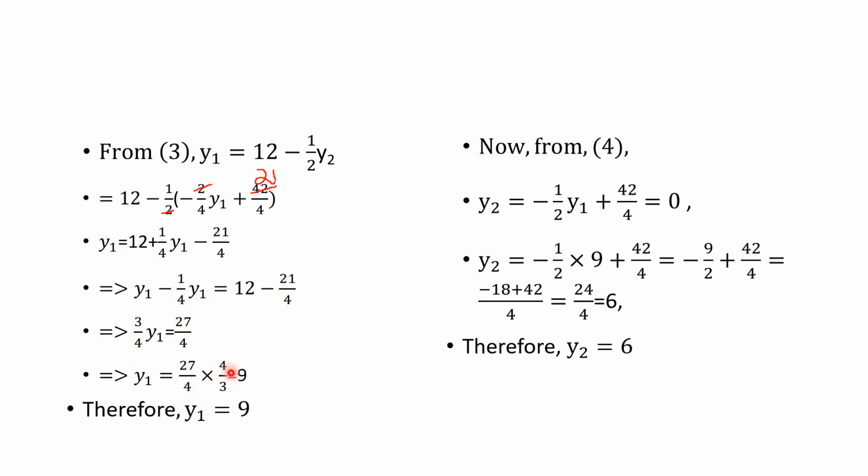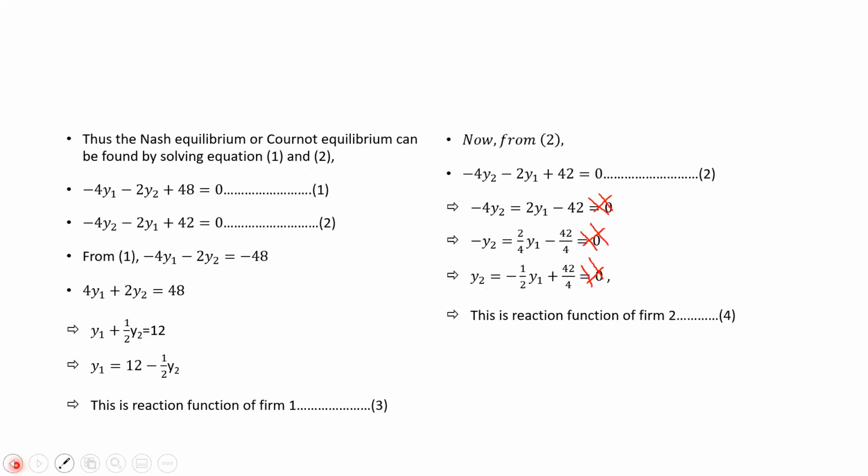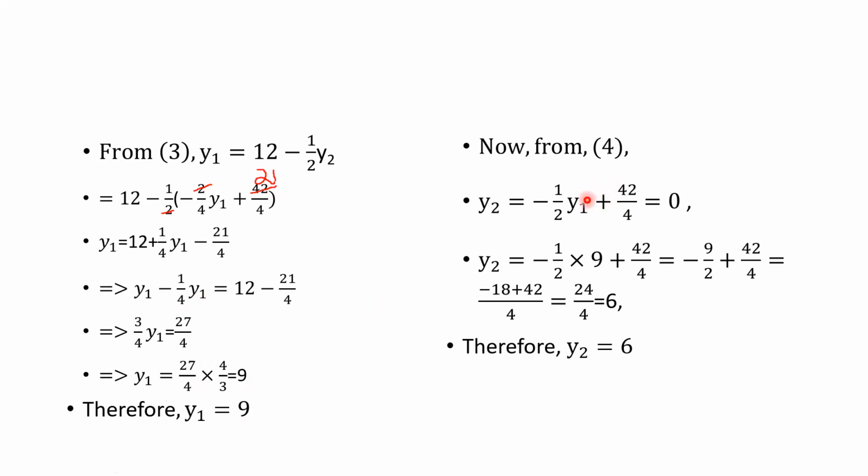This is the solution for firm 1's level of output. Then from equation 4, what is equation 4? Reaction function of firm 2, y2 equal to minus 1 by 2 y1 plus 42 by 4. So minus half y1 plus 42 by 4. Again, another mistake here.